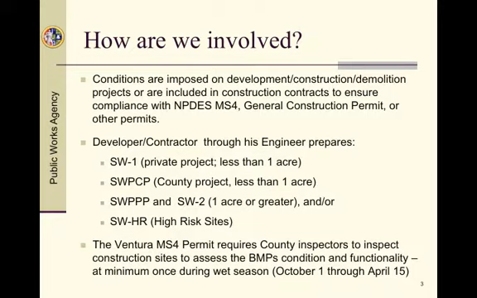Defining construction activity under the MS4 permit. Construction activities are defined as clearing, grading, grubbing, excavation, basically any activity that results in land disturbance where soil is being exposed.